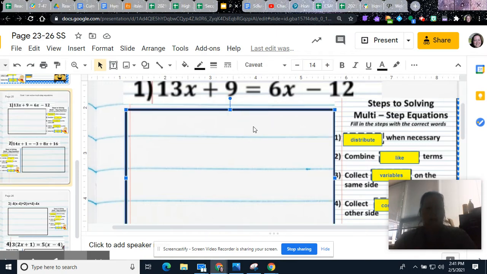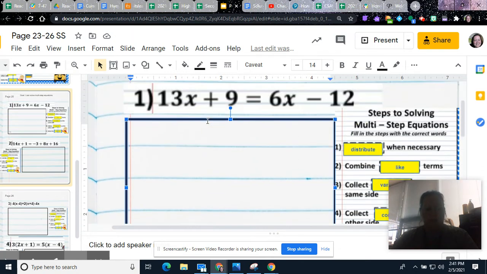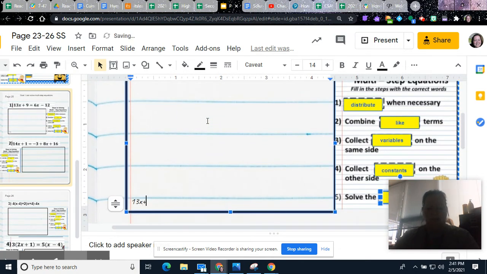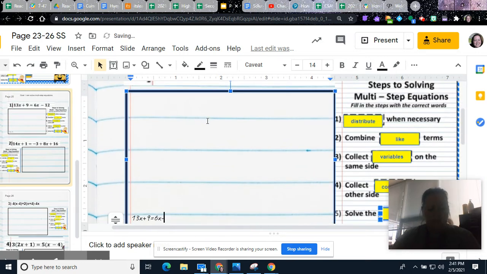And so I'm going to retype. Ooh, it started at the bottom. We don't want that. I'm going to retype the equation. I'll try to have that fixed before you guys have to do it. 6x minus 12. And then, ooh, yucky font. I mean, it's really cool font as long as you don't have to read it. And then let's solve it.